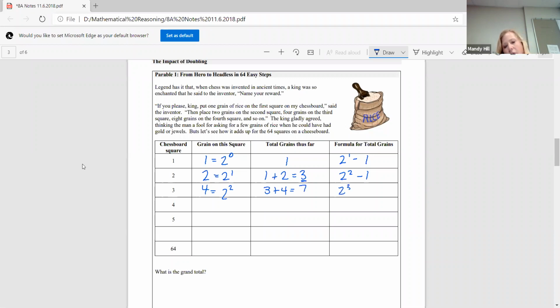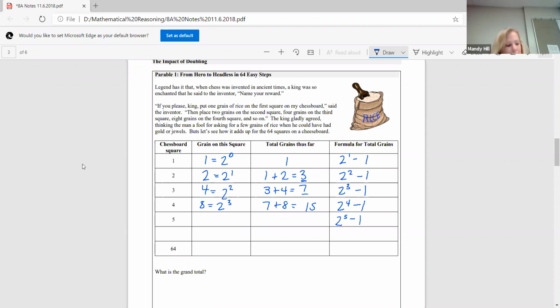And to get the total here, we would do 2 to the third minus 1, which you can see a pattern here. This is 2 to the first minus 1, 2 to the second minus 1, 2 to the third minus 1. So this should be 2 to the fourth minus 1, right? When you double 4, you get 8, which is 2 to the third. We take our 7 and add it to our 8 that we have now. That's going to be 15. And 2 to the fourth minus 1 is equal to 15.